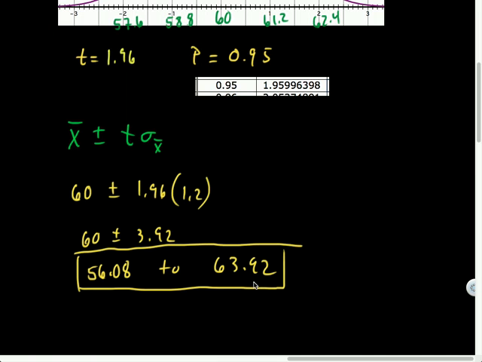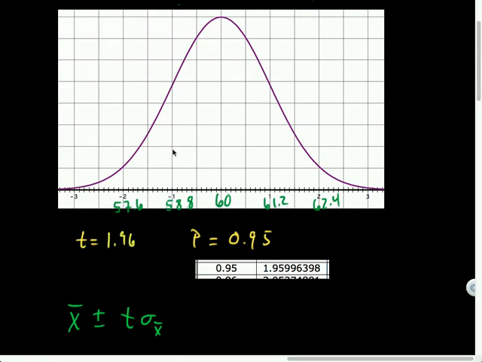I'm not 100% certain, and there is a 5% chance that it's not between there. Because this is a normal curve, and this is a type of standard deviation that I'm working with, there is a chance that my true mean is way over here.